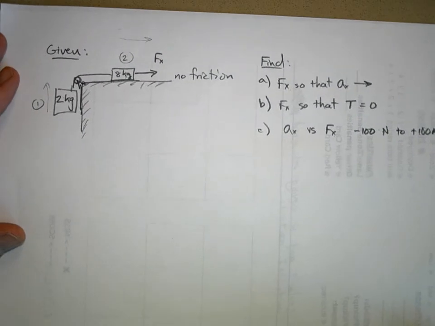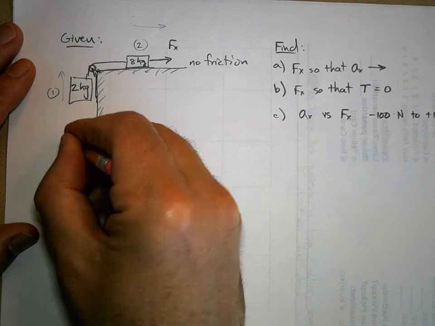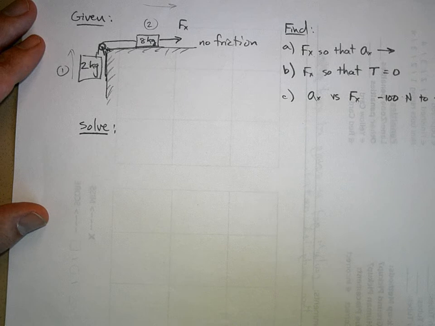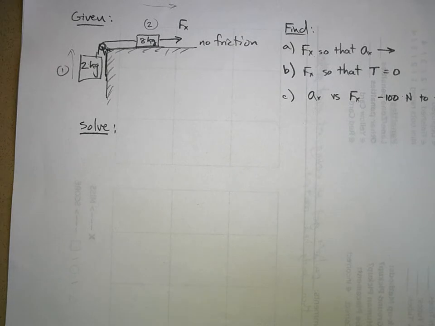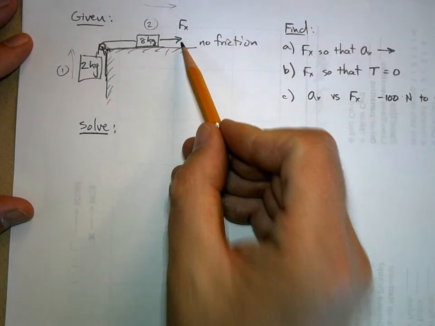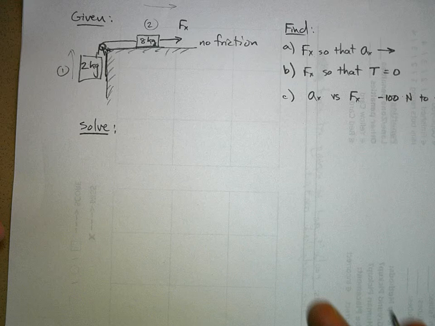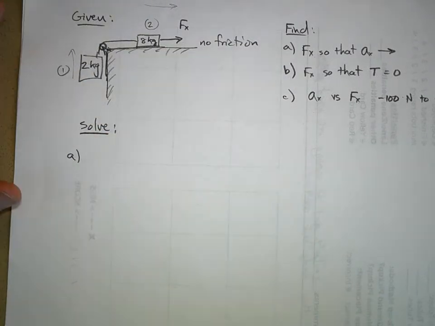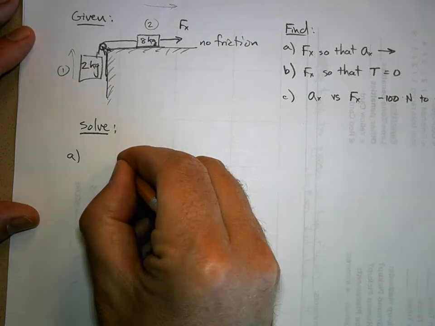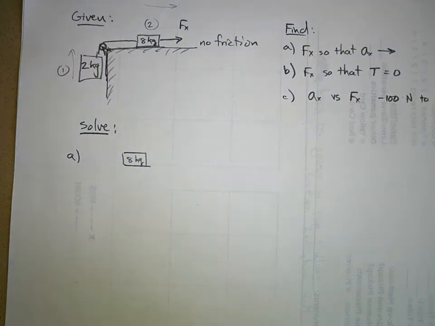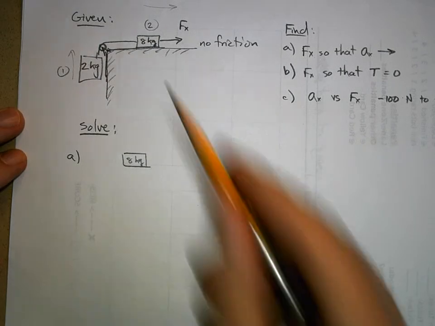Well, maybe it's time we actually did it. All right. So let's solve. And okay, so we want to know what f of x is going to be. So we need to draw a free body diagram of the 8 kilogram object. And so here's my 8 kilogram object. And when you draw a free body diagram, you just draw the object of interest. In this case, it's just the 8 kilogram object.